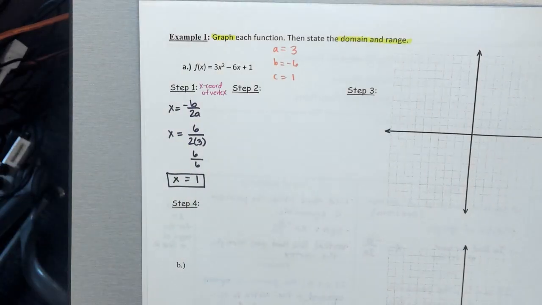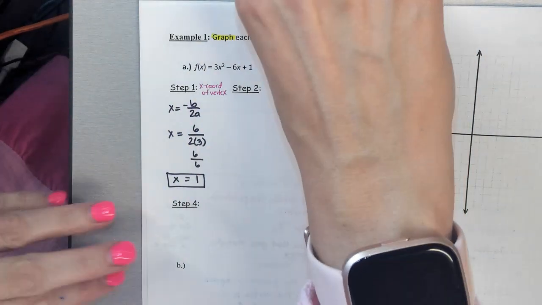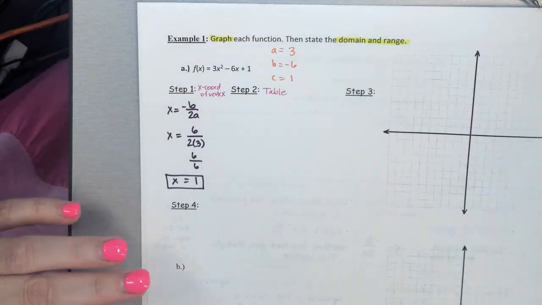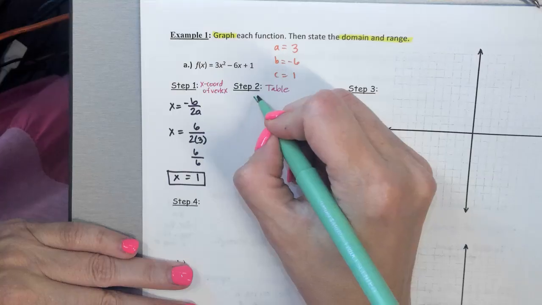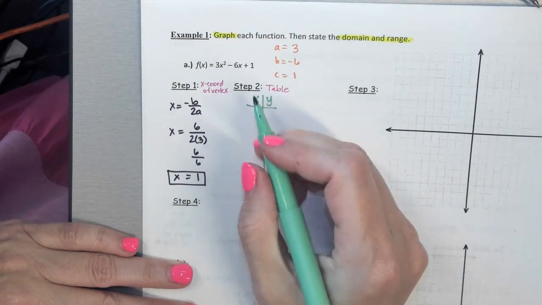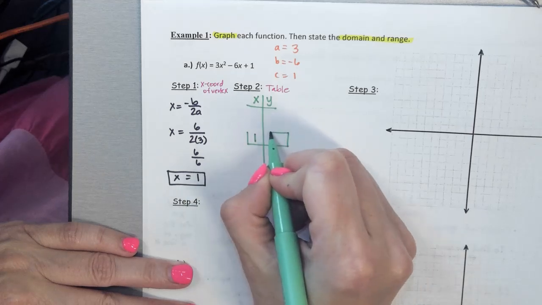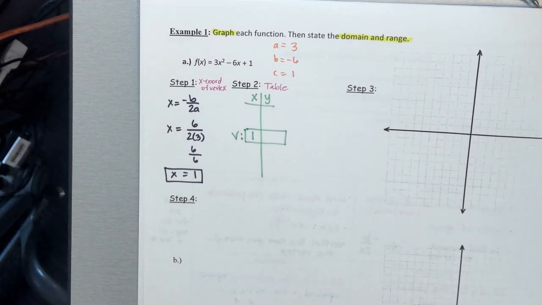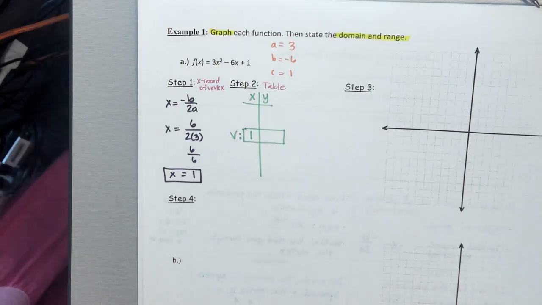Okay, that is going to lead you to step 2, where you are going to make your table. When you are making your table, whatever you got here is going to go in the middle. I'm going to just put a little box around it because this is going to be our vertex.